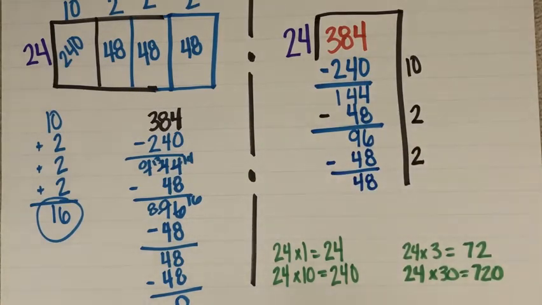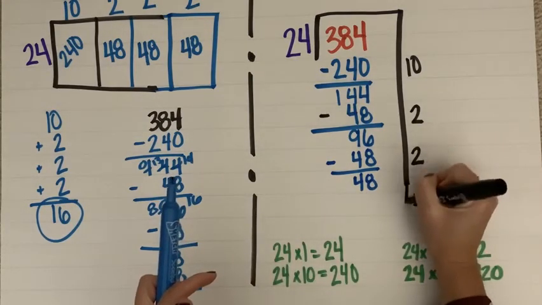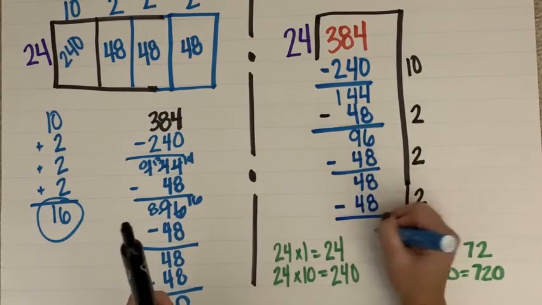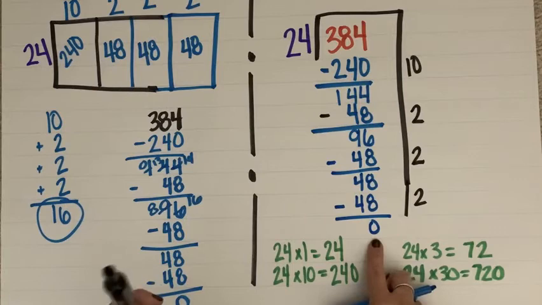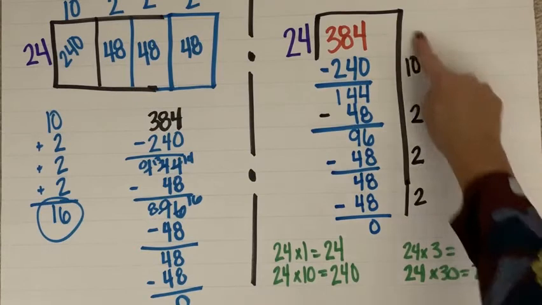Can I take another group, can I take another 48? Yes, I can. So I'm going to subtract. I'm going to bring down my line. I'm going to take 48 out again, and now I have come to my 0. Therefore, there's nothing left of my dividend to be able to take out. So I have zeroed it out. I'm good to go. Here are my partial products.